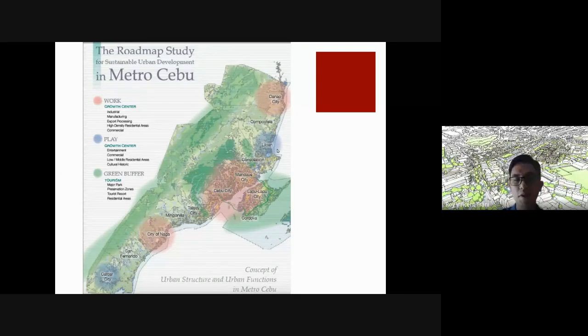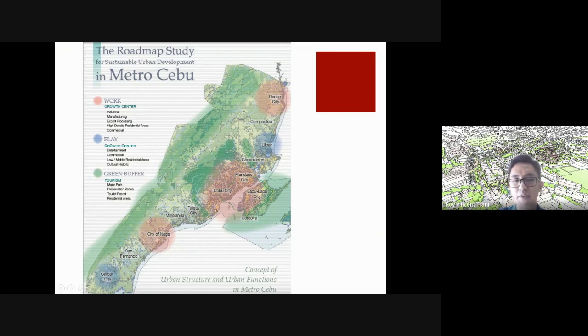So in Cebu in particular, we have the Metro Cebu group. I think they're the Metro Cebu Development and Coordinating Board, MCDCB. Yeah, I think that's it. There's so many acronyms. But the roadmap for Cebu City was developed, I think, in 2015, or maybe even a bit earlier than that, where Cebu City, Mandaue City, and Lapu-Lapu City will be the main work areas for industrial, manufacturing, export processing, and having high density commercial areas and residential areas.